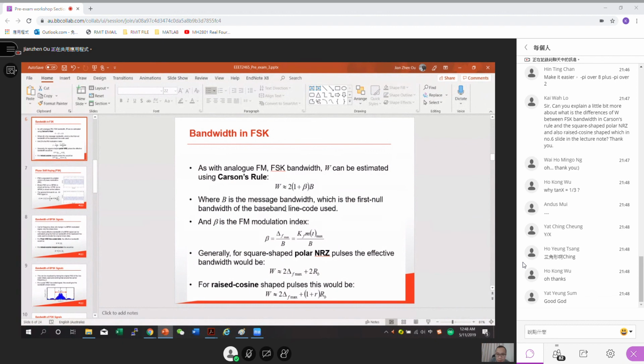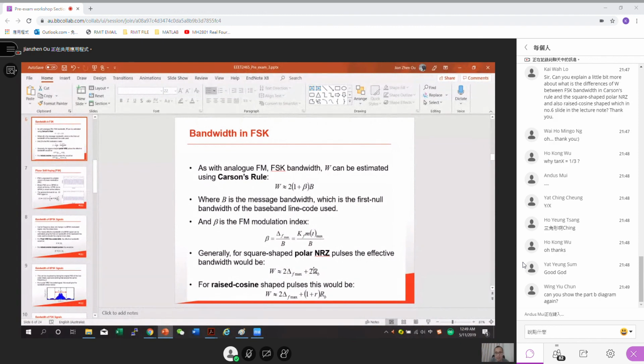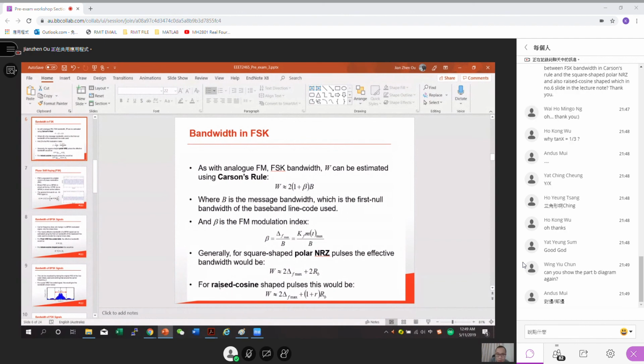So you substitute into it and do some calculations. Delta F max divided by B becomes the beta here. You cross over to each other, cancel each other, and it becomes 2 times delta F max plus 2 bit rates. So we can substitute this one into it without any problem. And for raised cosine, it should have the 1 plus R in front of the bit rate. This was already talked about in lecture 2, yeah. So this is actually how it goes.